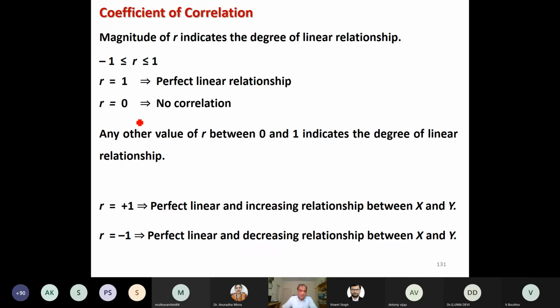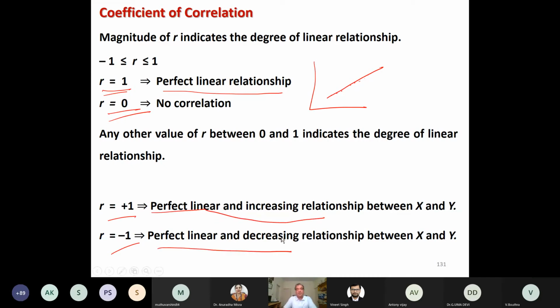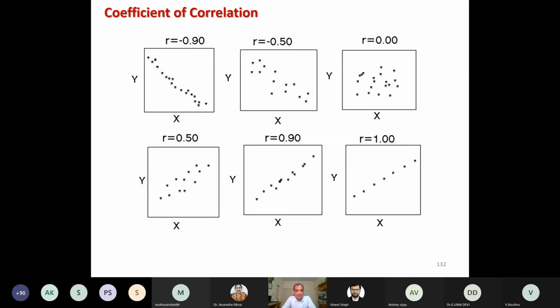And ideally, if you take r equal to 1, this is the perfect linear relationship, meaning all the points are exactly going to lie on a straight line, no deviation at all. And if r is equal to 0, that means there is no correlation. Any value of r between 0 and 1 will give you a suitable idea about the degree of linear relationship. And the two extreme values, r equal to +1 and -1, are called a perfect linear increasing relationship and a perfect linear decreasing relationship between x and y respectively. Right, so the interpretation is very simple.